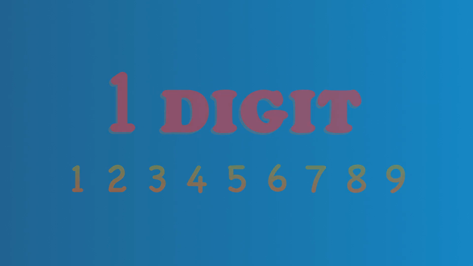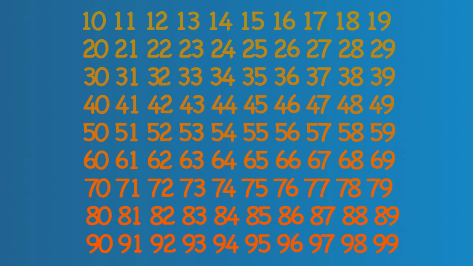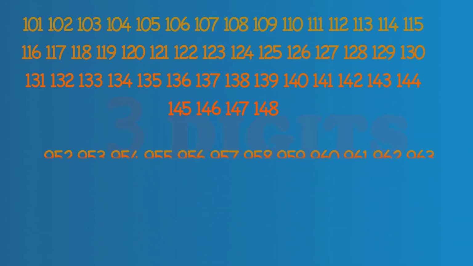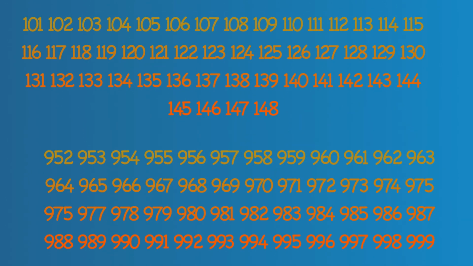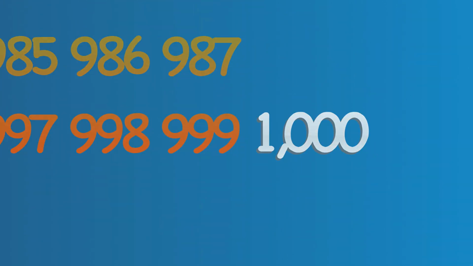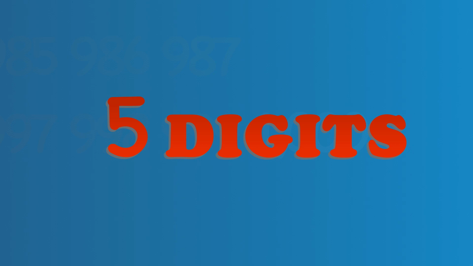We use these numbers to count. From 0 to 10, from 10 to 100, from 100 to 1000, from 1000 to 10,000, and so on. Counting starts with one digit from 1 to 9. Then we reach 2 digits from 10 to 99. And once we reach 100, it becomes 3 digits from 101 to 999. Right after that, we reach 4 digits with the number 1000. And then 5 digits as you go from 9,999 to 10,000.